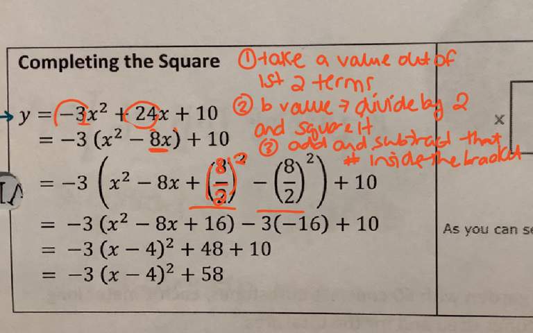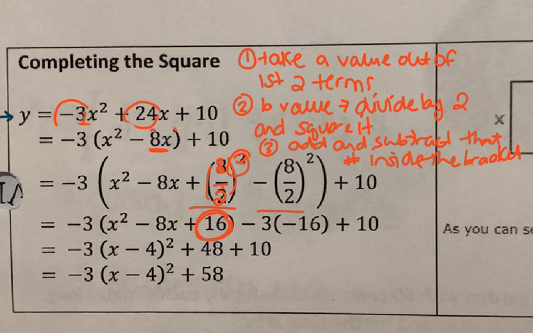All right, so then the next step, so if I do 8 divided by 2, that's 4. 4 squared is going to give me 16. Right, so this number is actually 16. So I simplified by writing 16.